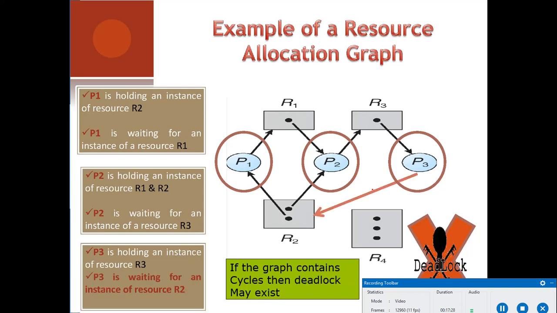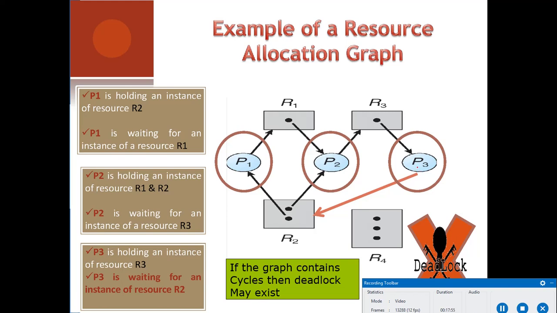So going ahead to this slide. Now the graph is the same, just what is the change that has been done over here. In the previous graph, process 3 was just holding the resource 3, but it was not requesting for any resource.